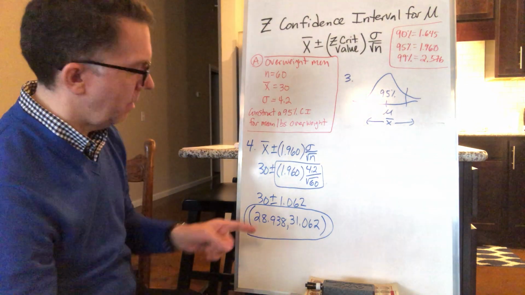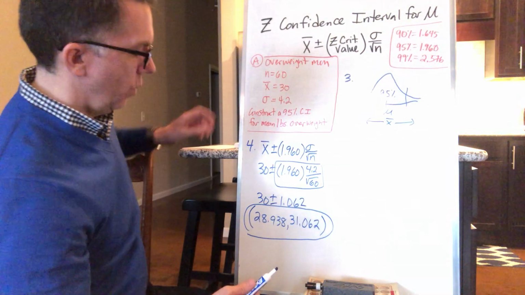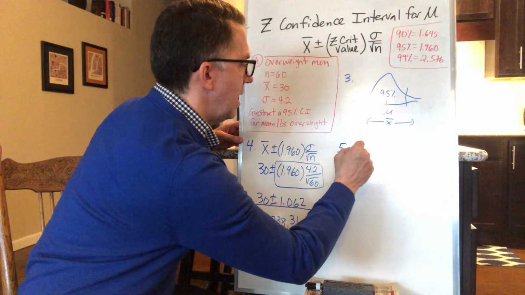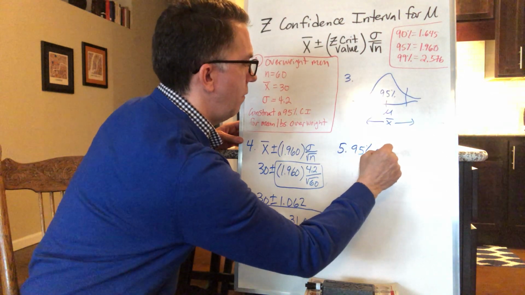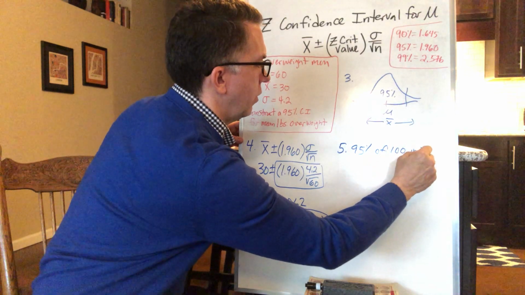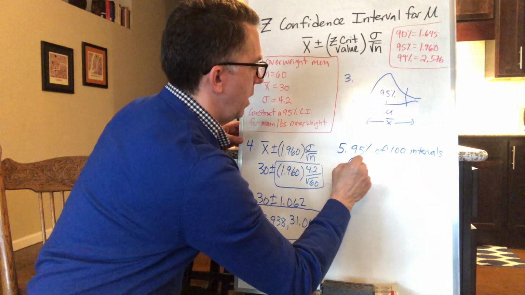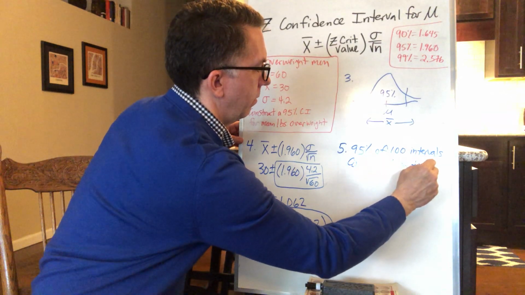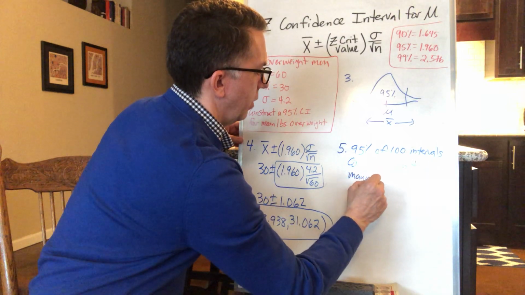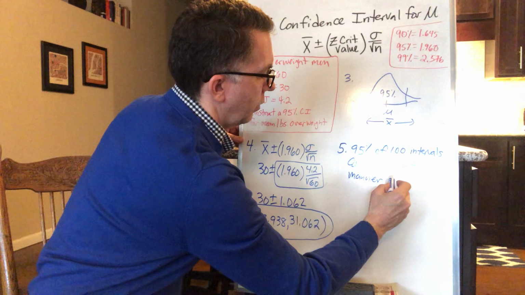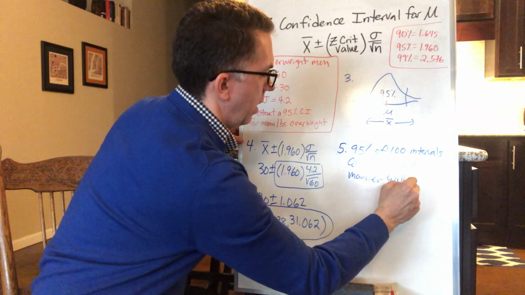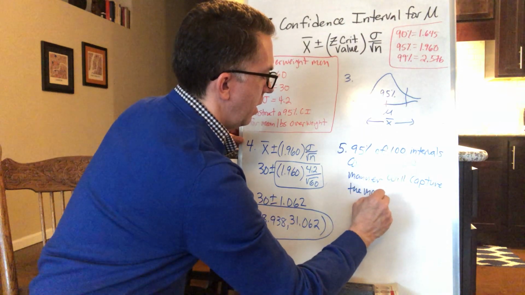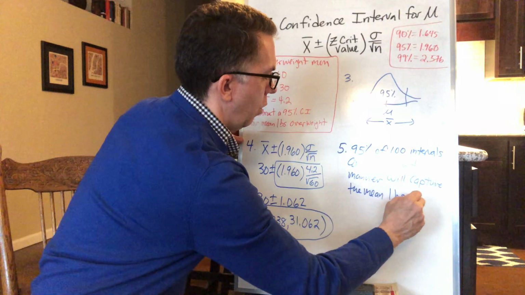So what does it all mean? I mean, we did capture it. We think we captured the truth. We hope it's there. But here's our conclusion: 95 of 100 intervals constructed in this manner will capture, we're all about capturing with confidence intervals, will capture the mean pounds overweight.